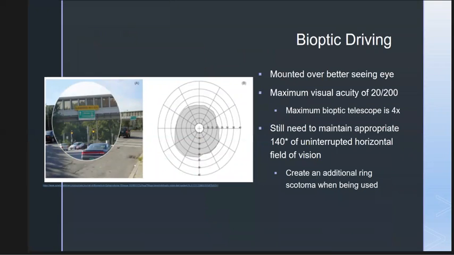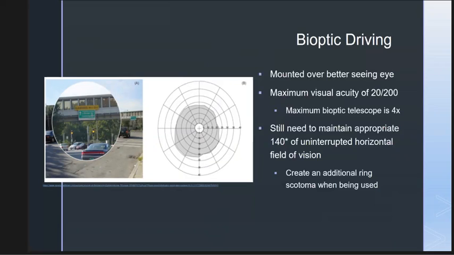So the telescope in a bioptic driver is going to be mounted over the better seeing eye so that the worse eye is still there for peripheral awareness. A bioptic driver's maximum visual acuity is going to be an acuity of about 20/60 or 20/40, rounded up in Snellen acuity. And the reason for this is because the maximum telescope allowed on a bioptic in Texas is a 4x. And that is the strength that we need to get to that 20/40, 20/50 for those driving purposes.